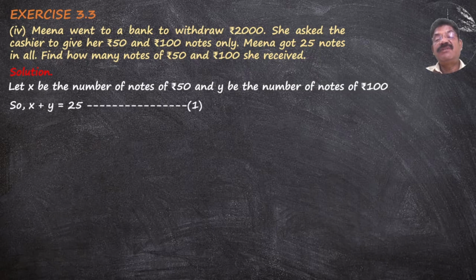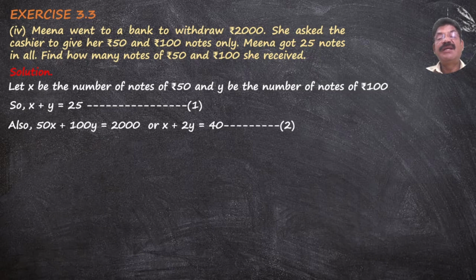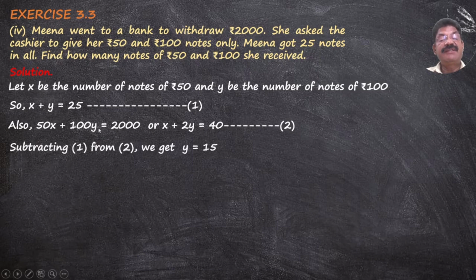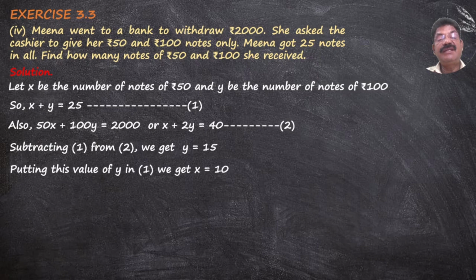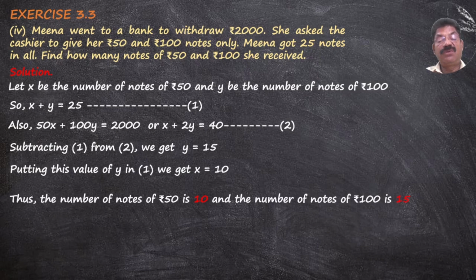x plus y is equal to 25 because she got 25 notes in all. Next, their summation is rupees 2000. Therefore, 50x plus 100y is equal to 2000. Divide both sides by 50. You get x plus 2y is equal to 40. Now, already the coefficients of x are equal. Therefore, directly you can subtract 1 from 2. We get y is equal to 15. So, when y is equal to 15, automatically 1 gives x is equal to 10. Therefore, the solution is 50 rupees notes are 10 and 100 rupees notes are 15.